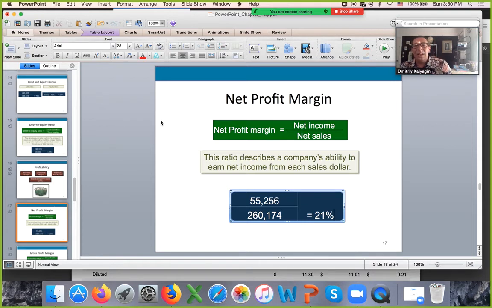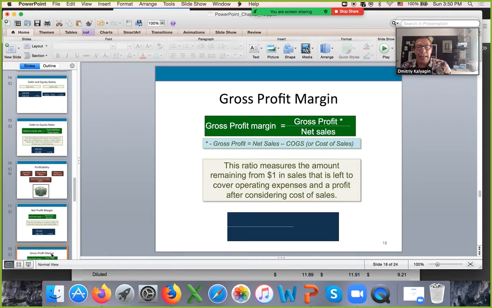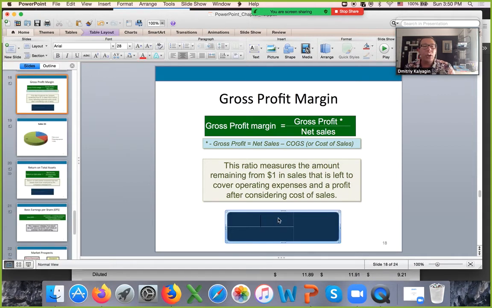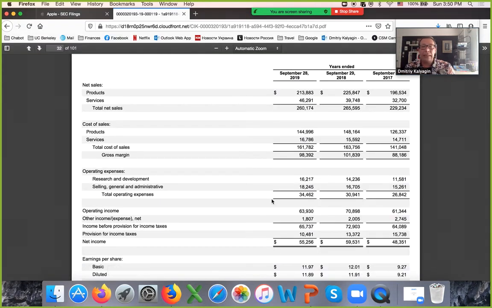The next one goes hand in hand, and it's called gross profit margin. And this ratio shows the amount remaining from $1 in sales that is left to cover operating expenses and a profit after considering cost of goods sold or cost of sales. So we're going to take gross profit, which Apple nicely reports right here. It's gross margin, same thing. Some companies don't report it, so you simply take net sales minus cost of goods sold or cost of sales.